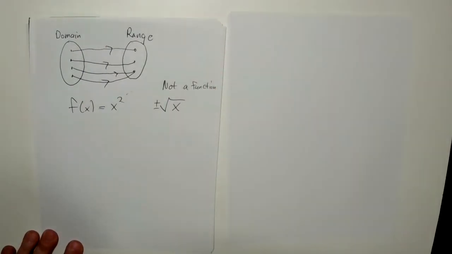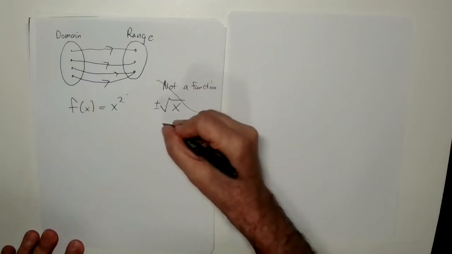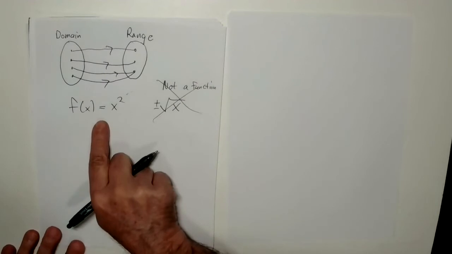Because when I put in 1, what comes out? Plus 1 or minus 1. Not allowed. Okay, so this is not a function. This is a function.